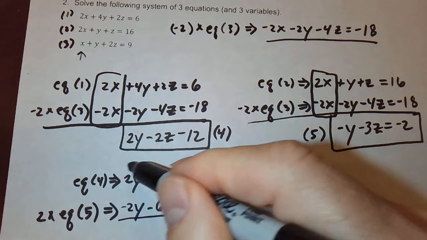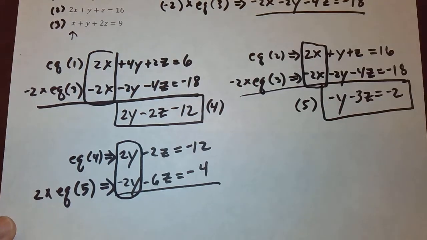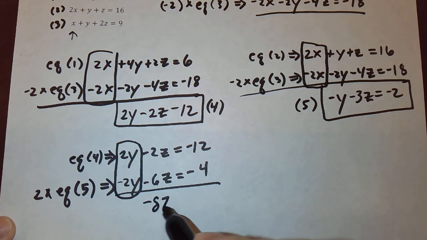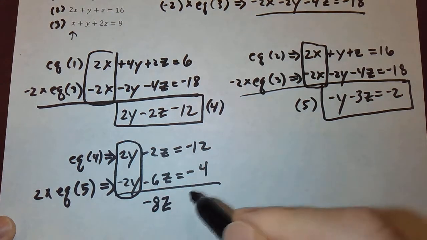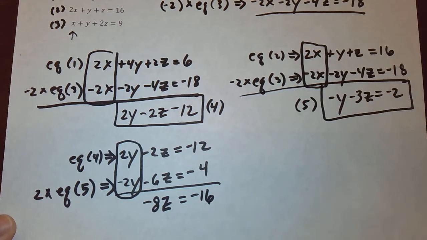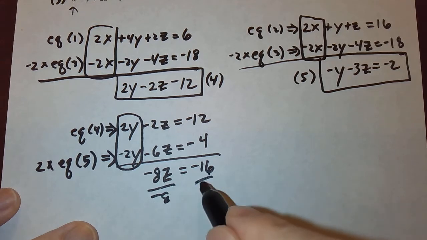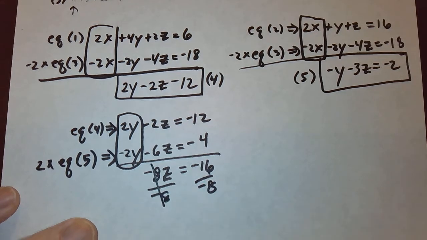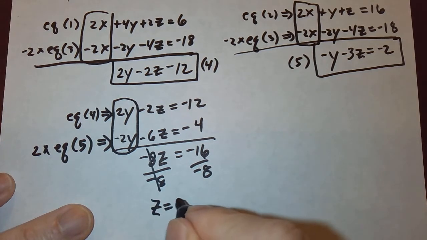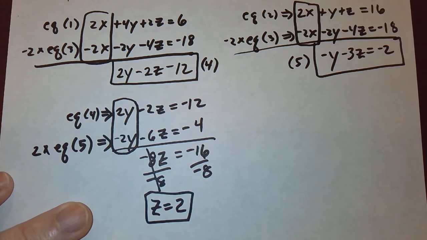Now when we add them together, look what vanishes. We're eliminating the variable y, so we simply get negative 8z when we add these two together equals negative 12, and negative 4 is negative 16. So if we divide both sides by negative 8, that cancels, and we get z equals 2. So that's one of the 3 variables that we need to solve for.